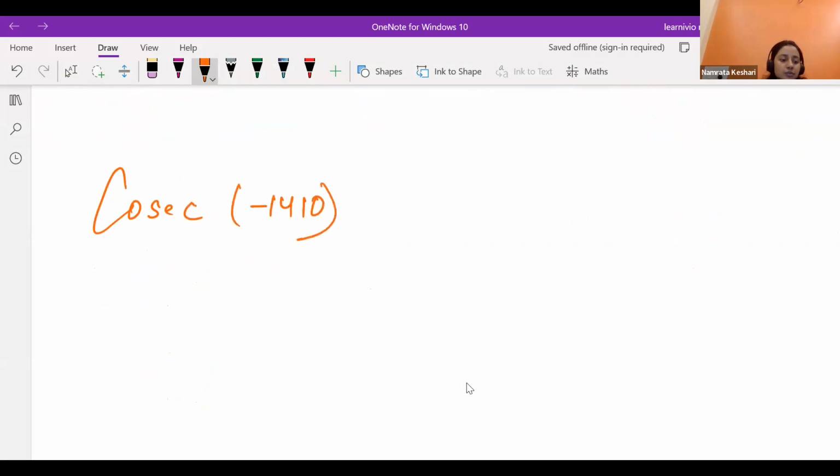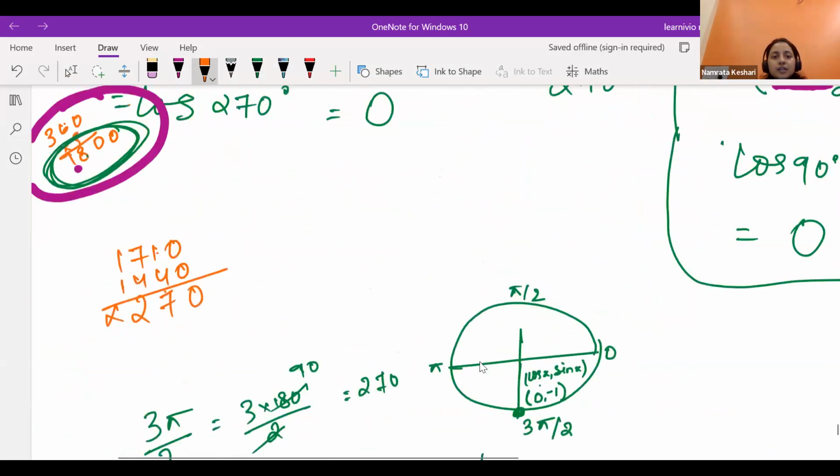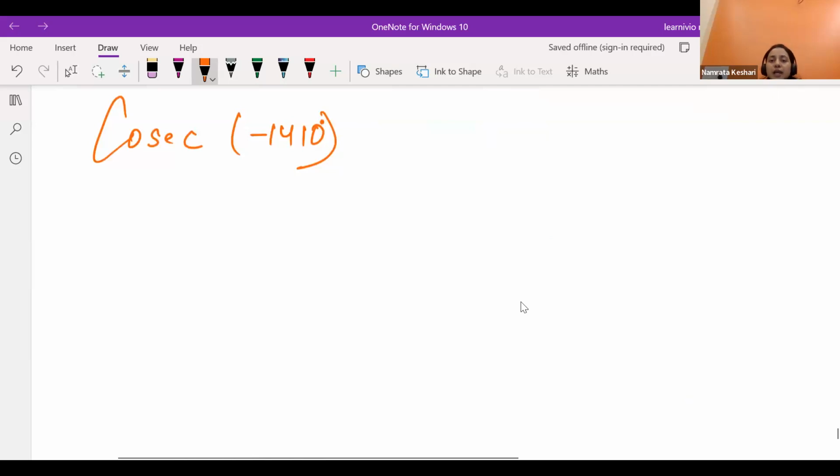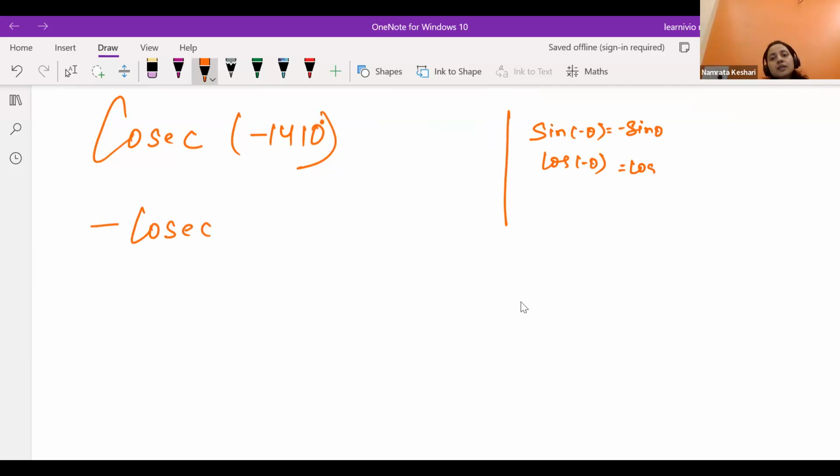Let's do cosec minus 1410. अभी तो that was 1710. Now this is 1410. So cosec of minus theta is minus cosec theta. We know that because sine of minus theta is minus sine theta. Cos of minus theta is just cos theta. And similarly for all the trigonometric ratios, tan of minus theta is minus tan theta, cot of minus theta is minus cot theta, cosec of minus theta is minus cosec theta, sec of minus theta is just sec theta due to cos.